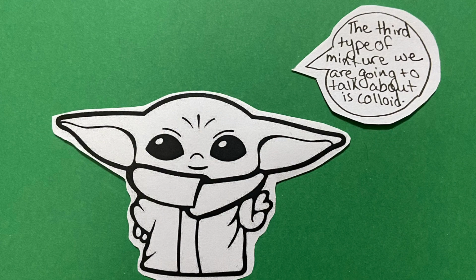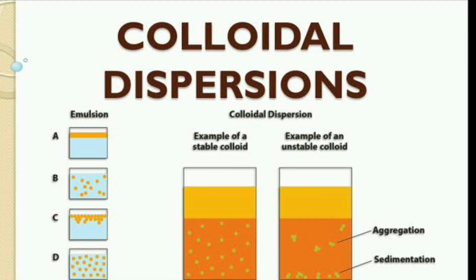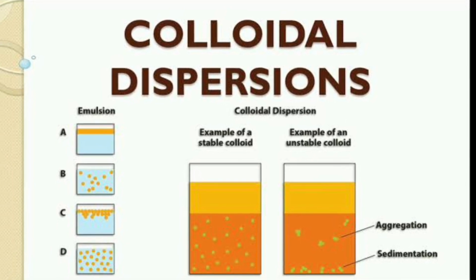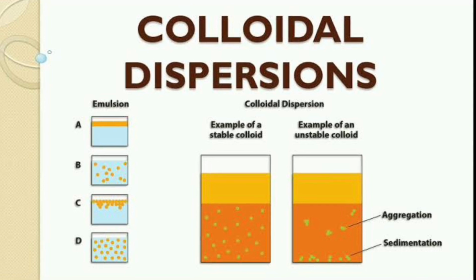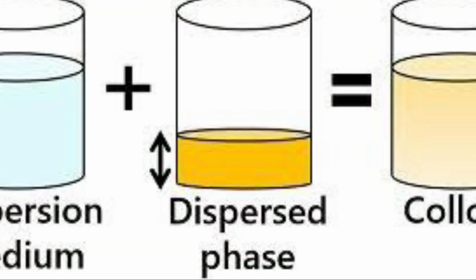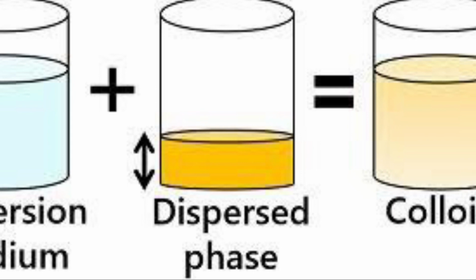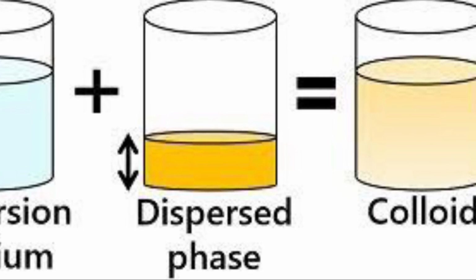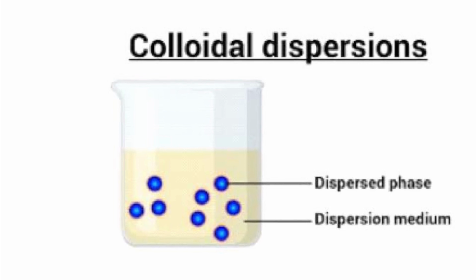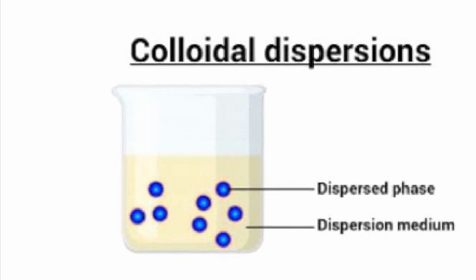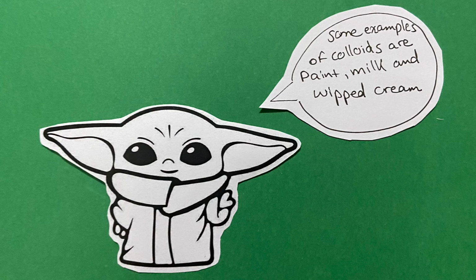The third type of mixture we are going to talk about is colloid. Particles that are intermediate in size between those in solutions and suspensions form mixtures known as colloidal dispersions, or colloids. Particles between 1 nanometer and 1000 nanometers form colloids. After large soil particles settle out of muddy water, the water is often still cloudy because the colloidal particles are still dispersed. Some examples of colloids are paint, milk, and whipped cream.